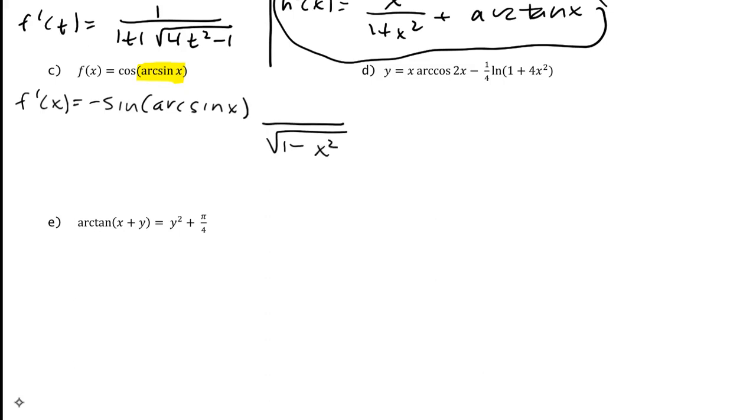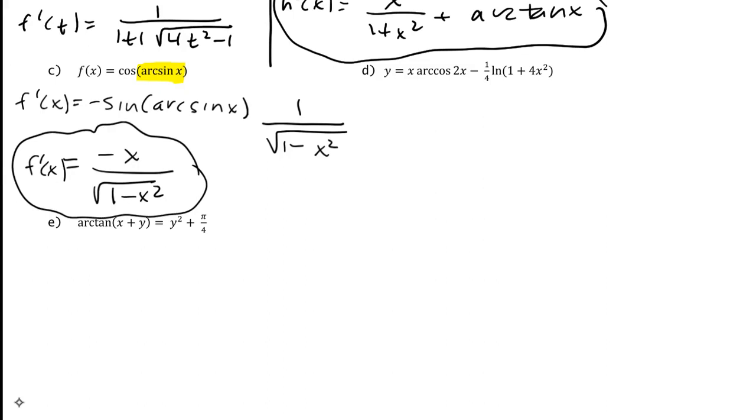Then it says, take whatever follows the arc sine, and that derivative goes up top. So what's the derivative of x? Just a 1. Now, I don't know if you caught on to something, but remember arc sine is the inverse sine. It undoes sine. So right here, you have sine and arc sine. That wipes each other out, just like we did up above. So now you're left with negative x over the square root of 1 minus x squared.